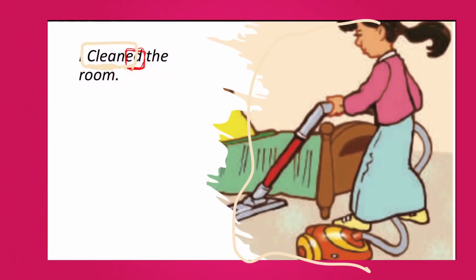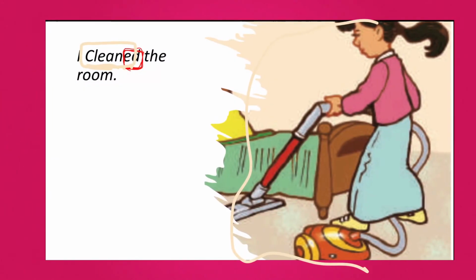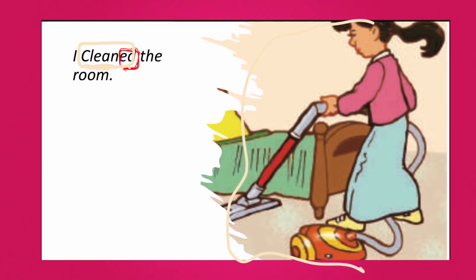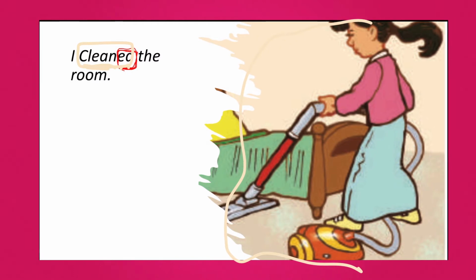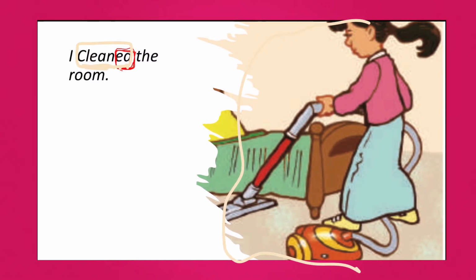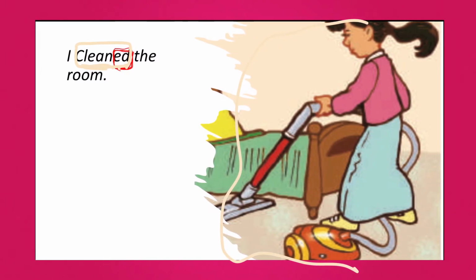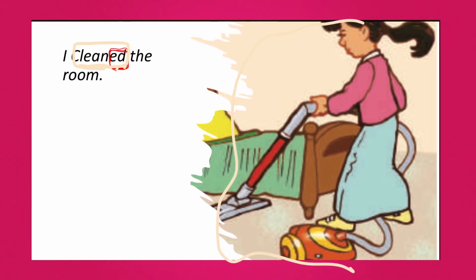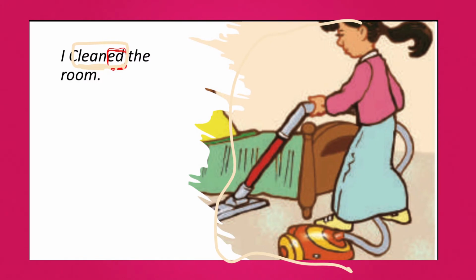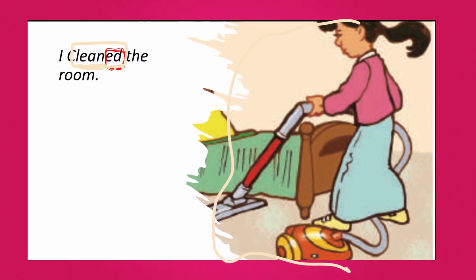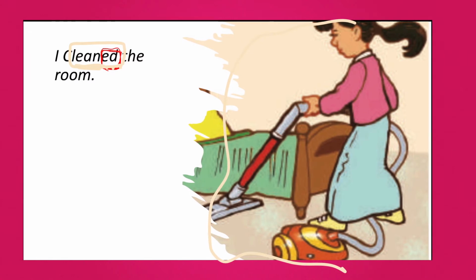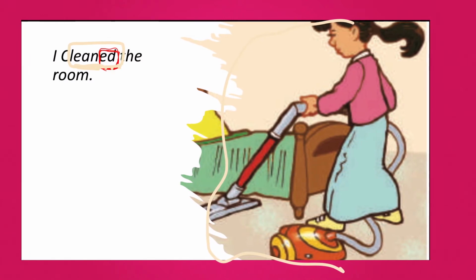So here we have I cleaned the room. So cleaned here is what? Is the verb. So where is the verb? It's cleaned. How do you know it? Because we have the ed at the end, and this means that the verb is in the past. It is in the past. It is a regular past verb. So I'm going to say I cleaned the room. Trampoline.